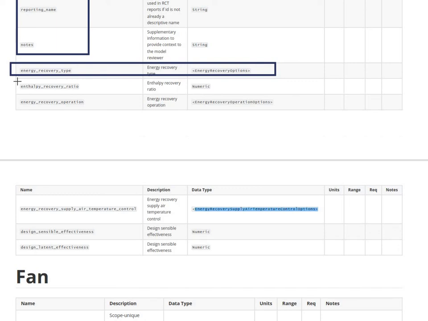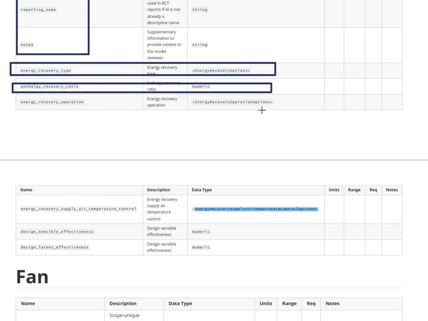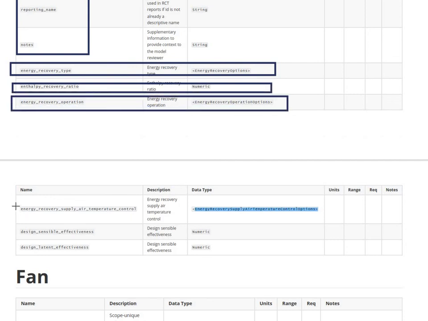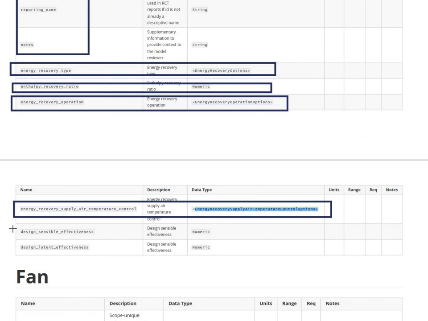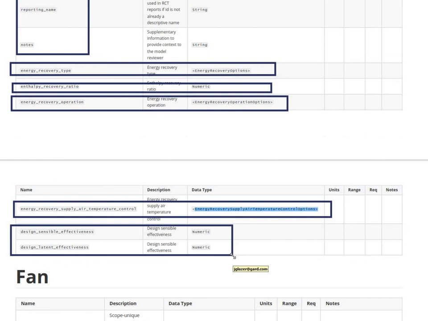This is a change in enthalpy of outdoor air supply equal to the value of the difference between the outdoor air and entering exhaust air enthalpies at design conditions. So it's a metric for heat exchanging. Energy recovery operation is an enumeration. Energy recovery supply or temperature control is another enumeration. And then there's the two effectivenesses for heat exchangers. One is for sensible and one is for latent or moisture. So those are the effectiveness of the heat exchanger.